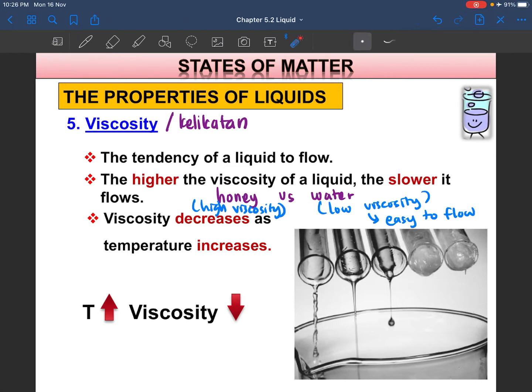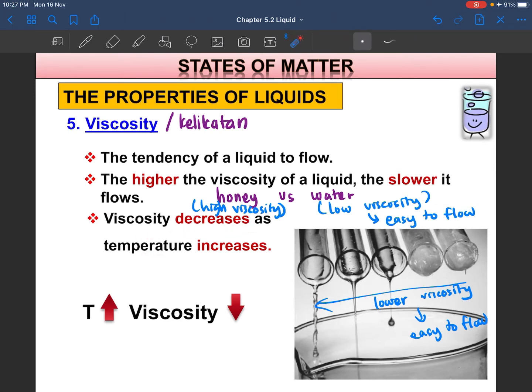Okay. Alright, so diagram ni kamu boleh tengok lah. So in this diagram, yang hujung ni kita boleh rule out kan dia paling tinggi viscosity lah sebab dia tak menitik pun. And this one, dia cuba hampir-hampir nak menitik. This one adalah setitik, this one okay, this one sangat laju lah. Okay, that's mean from ini ke sini. So maksudnya dia makin low viscosity. Okay, so viscosity dia makin rendah, so easy to flow. Okay, and then dekat sini dia kata viscosity decrease as temperature increase.